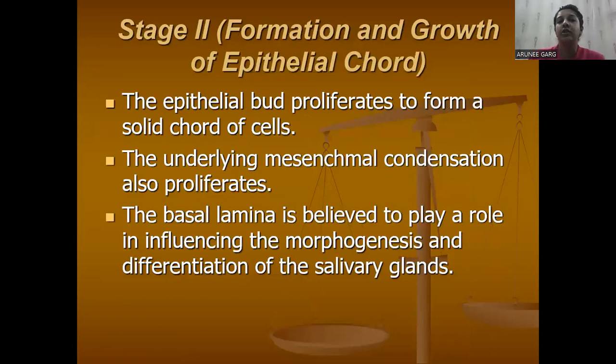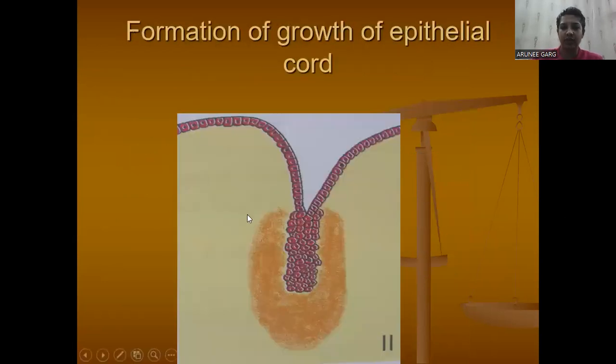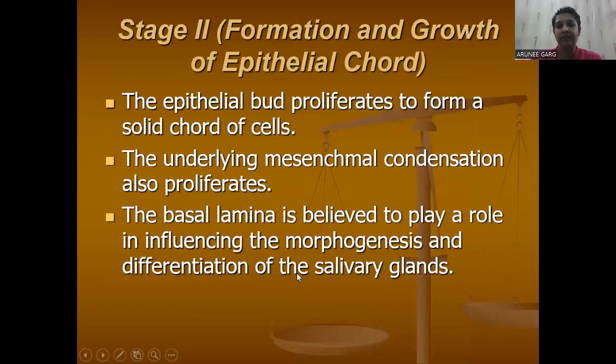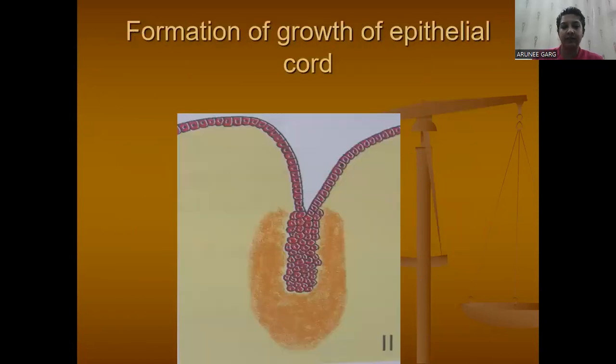Stage 2 is also called the formation and growth of the epithelial cord. The epithelial bud, which is formed, proliferates to form a solid cord of cells. The underlying mesenchymal condensation also proliferates. You can see the cord of cells formed by the proliferation of the cells in the bud. The basal lamina is believed to play a role in influencing the morphogenesis and differentiation of the salivary glands.